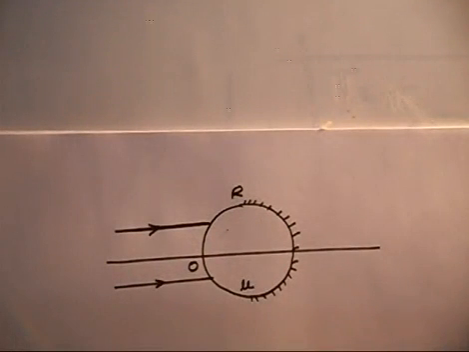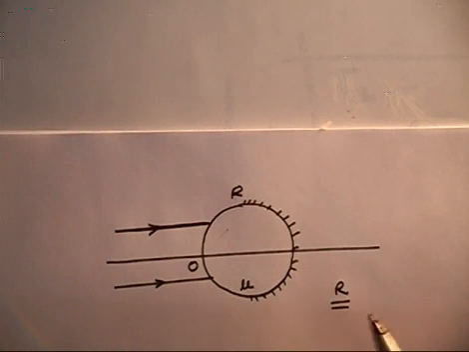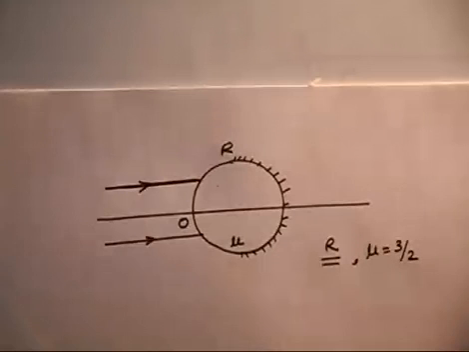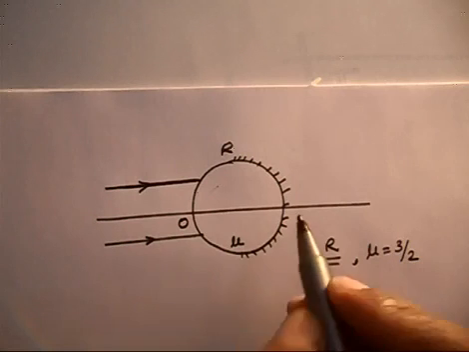So a sphere of radius R, so radius is given. This point is basically radius. So radius of a sphere is R, and mu is 3 by 2, that is given in the problem. This means this is a glass. As polished on half of the portion as shown in the figure, a paraxial beam of light is incident along axis OP. So this is the axis OP.